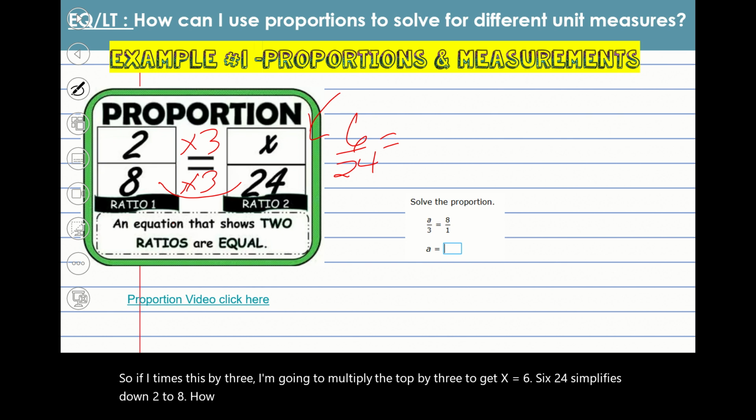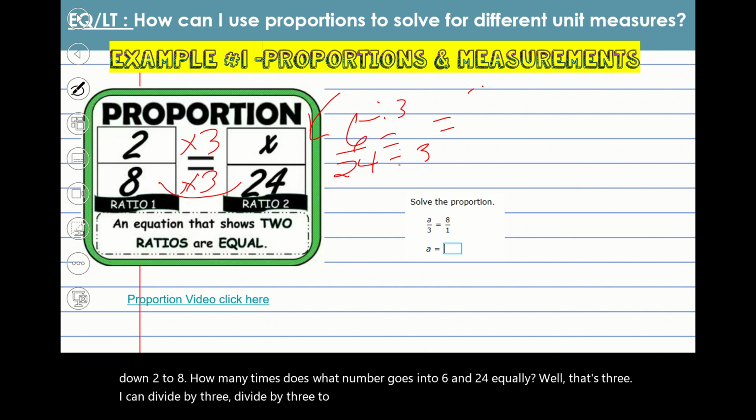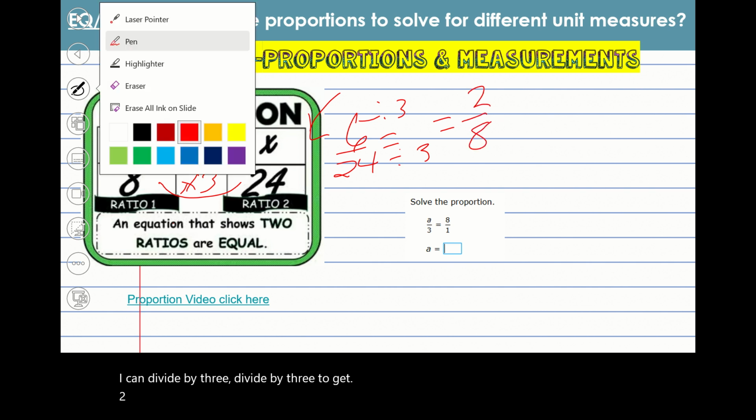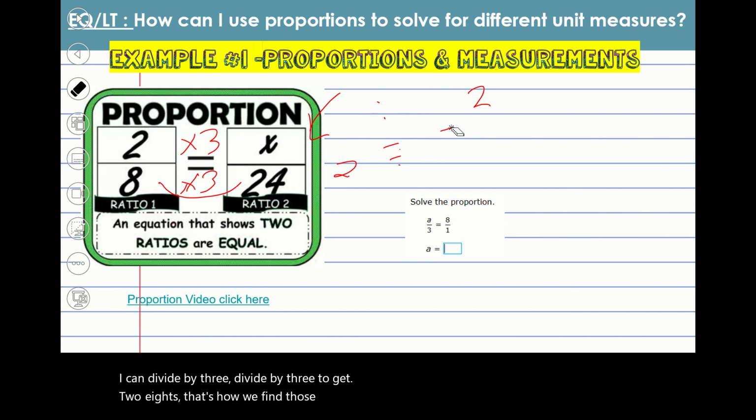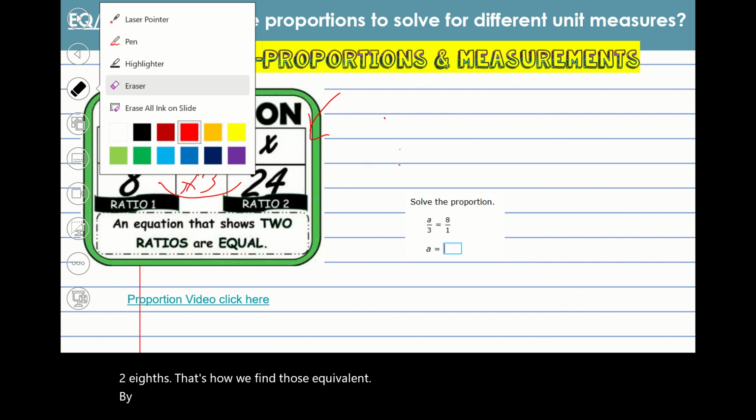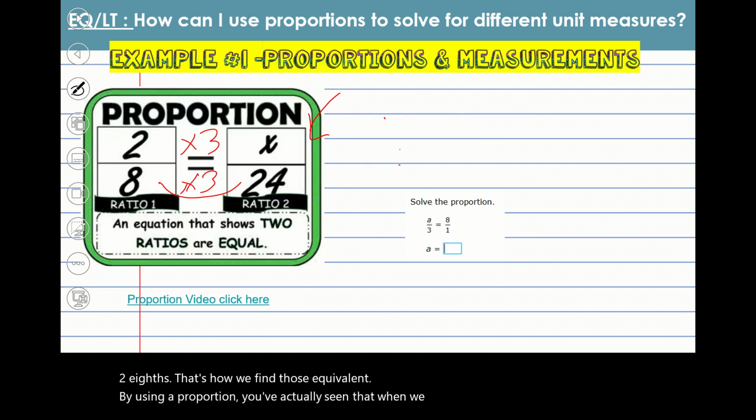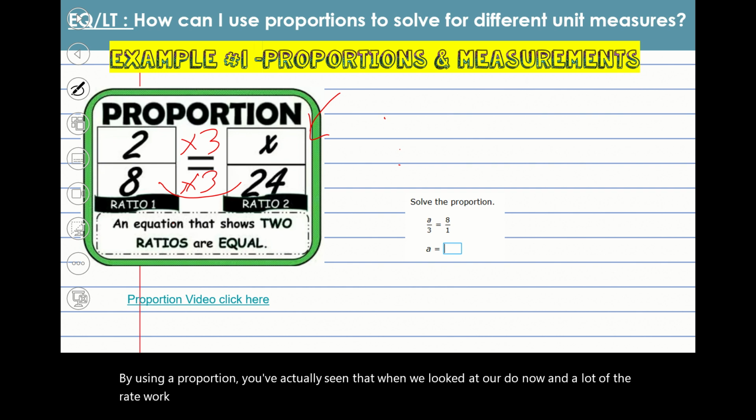What number goes into 6 and 24 equally? Well, that's 3. I can divide by 3 to get 2/8. And that's how we find those equivalent ratios, by using a proportion. You've actually seen that when we looked at our do now and a lot of the rate work that we have been doing with rates and unit rates.